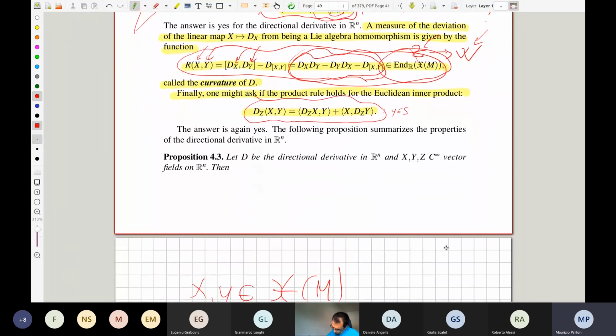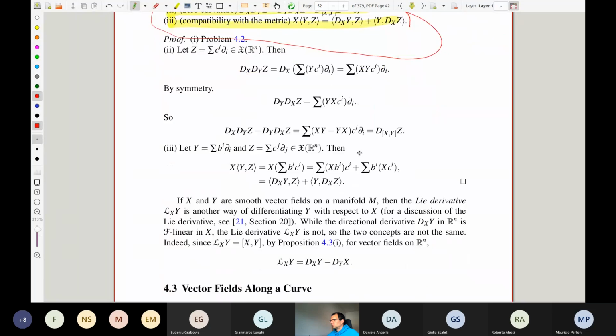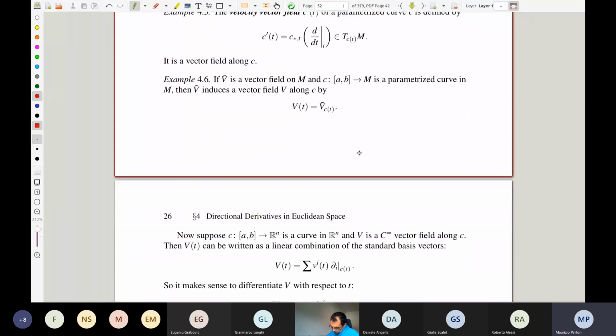Okay, this is what I was saying. So 0 torsion, 0 curvature, and compatibility with the metric. Let me check if we can continue.